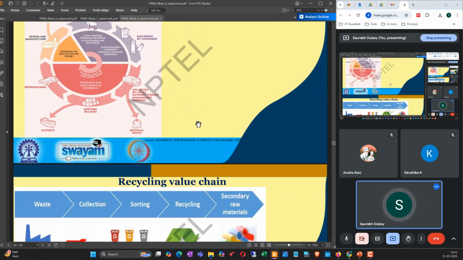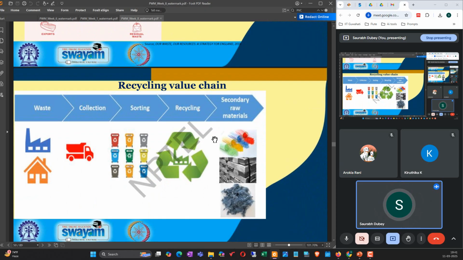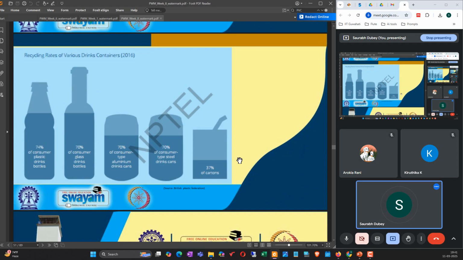People are not taking care of that, and at the end it is the one which is actually becoming the culprit, right? So, recycling waste value chain, what is that? Waste, then there is collection, there is the sorting based on different codes. I will be discussing about code today again. And then recycling, and then these secondary raw materials which are coming up, right?